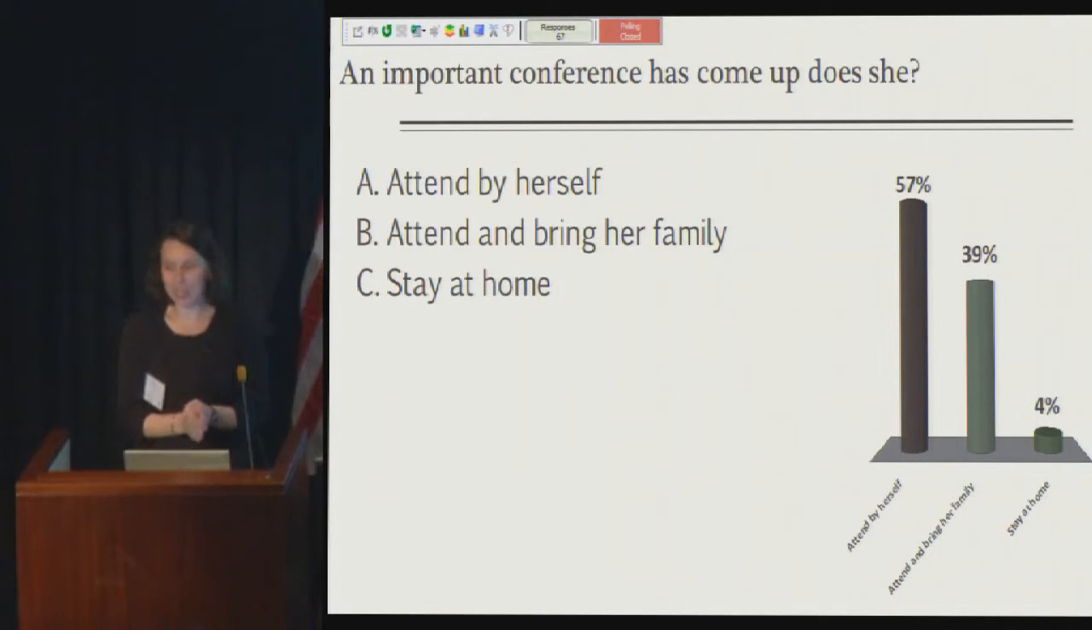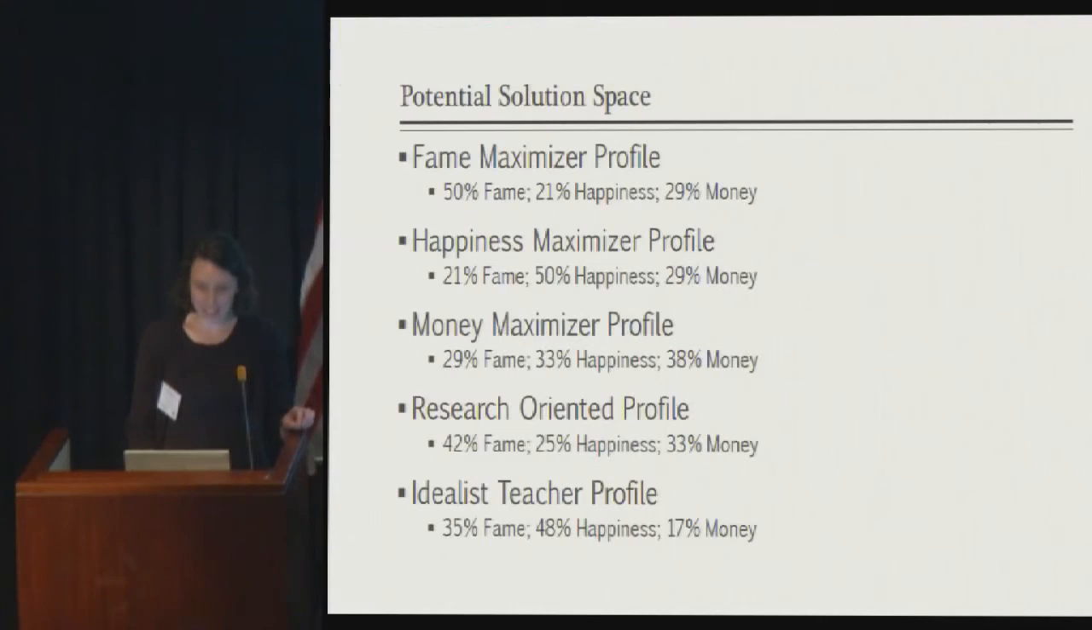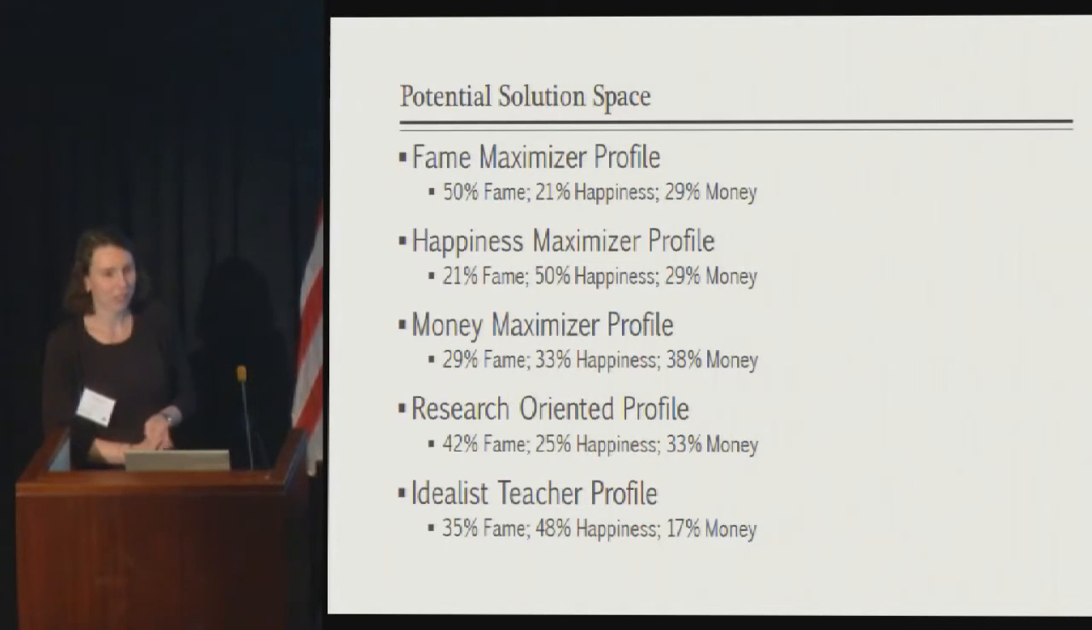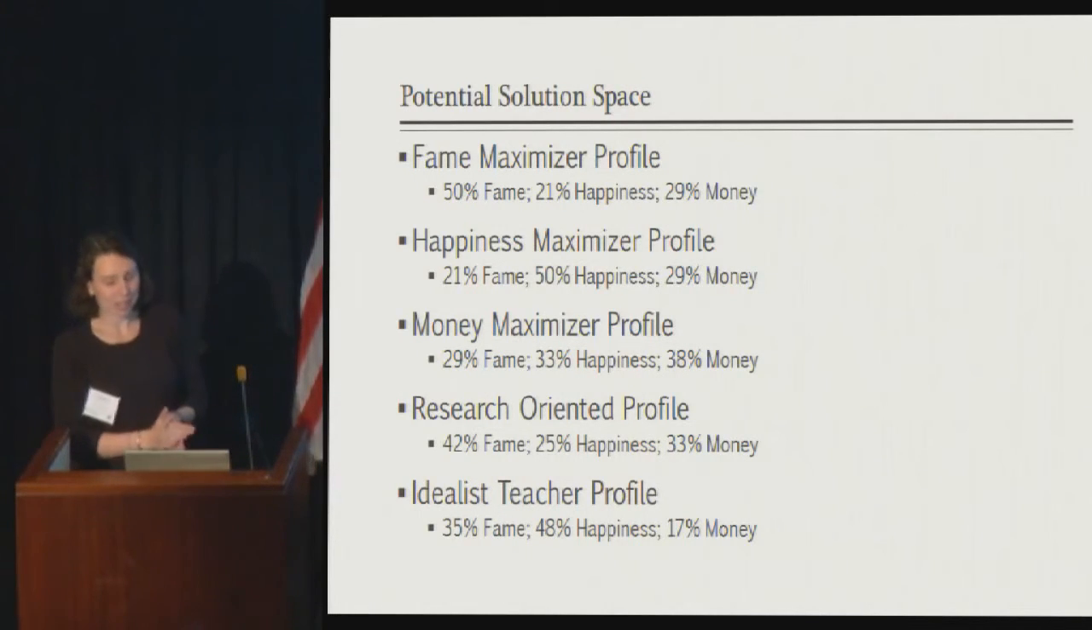Okay, so now what we're going to tell you about while we're calculating the responses to see what the final outcome from this game is and what you have decided for Natalie's life. These are some of the potential solution space that you could have got while playing this game. So the fame maximizer profile would have resulted in a 50% fame outcome, 21% happiness, and 29% money. A happiness maximizer profile would have had 21% fame, 50% happiness, 29% money. The money maximizer profile, 29% fame, 33% happiness, and 38% money.